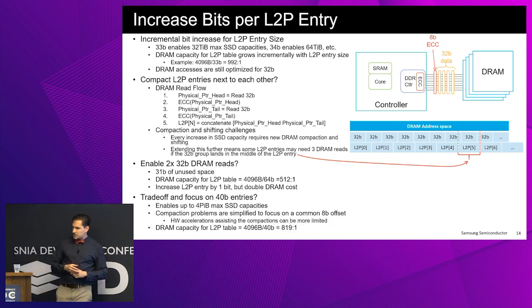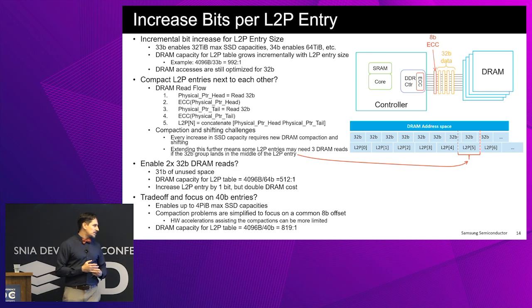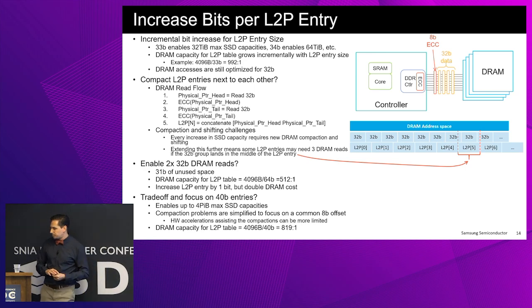We could do trade-offs and we could focus in on, say, 40-bit entries. This enables something up to 4 petabytes as max physical SSD capacity. And then we just focus in on one offset and compaction, right? So it's an 8-bit shifting rather than something that's dynamic with every size. These are the kind of trade-offs that we would be able to look at and examine. Which ones do we prefer? But this 40 bits still has a max capacity of 4 petabytes, so it's going to have an end of life as well.